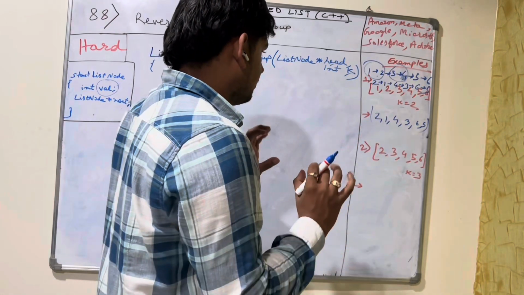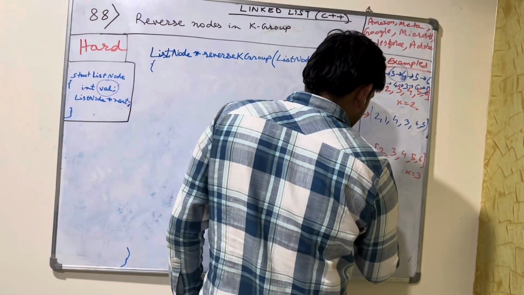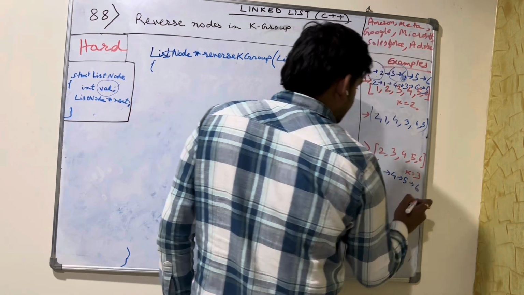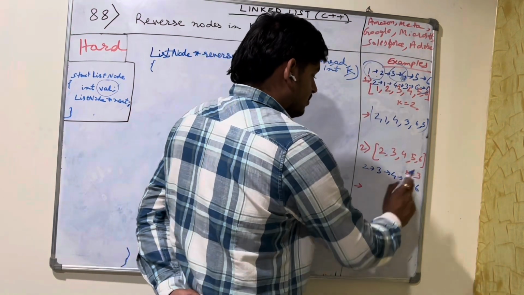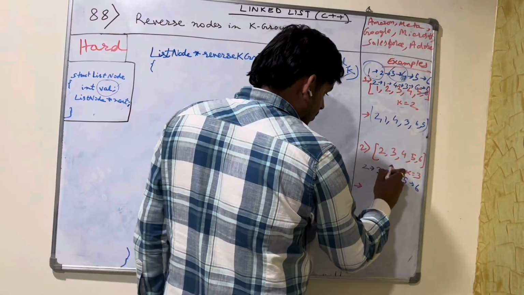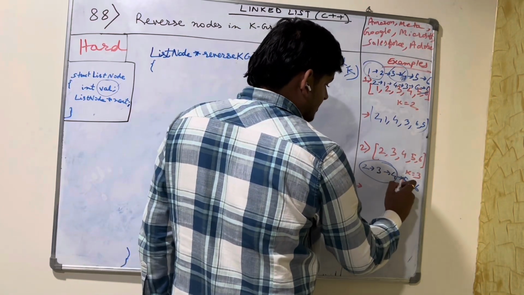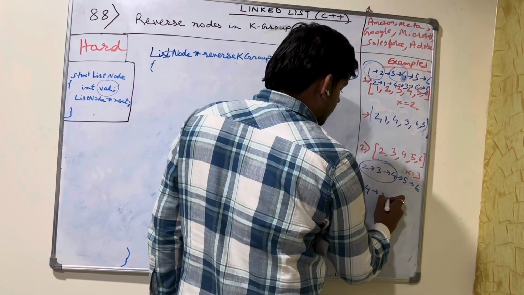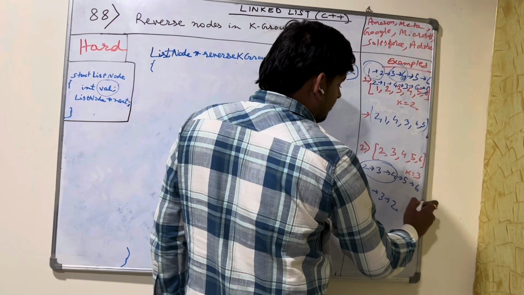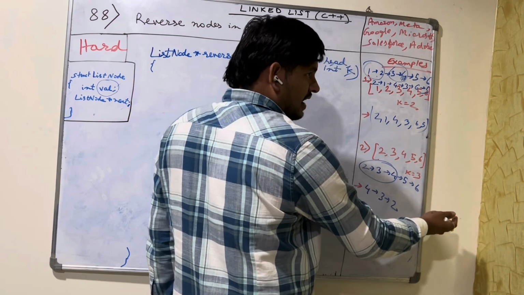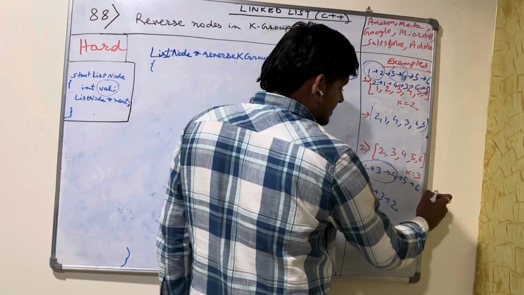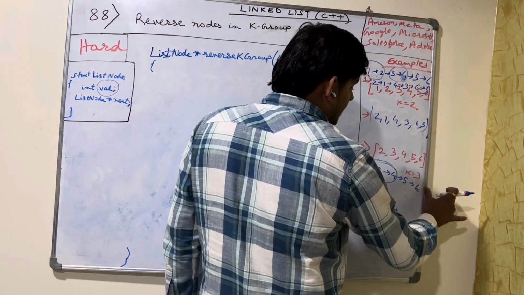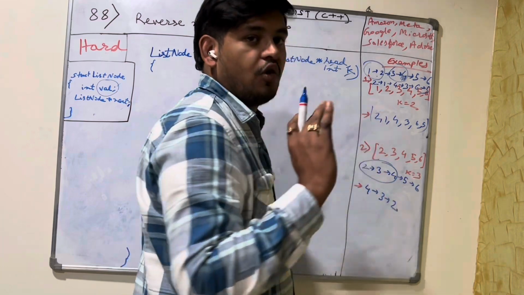Okay, so let's look at this example 1 2 3 4 5. So here K is equal to 3. So in groups of 3 we will reverse. We will reverse 1 2 3 first, so this will be 3 2 1. And then we need to reverse 4 5, but we don't have the third element itself. So in this case K doesn't have the extra elements to reverse it, so we won't be reversing it.